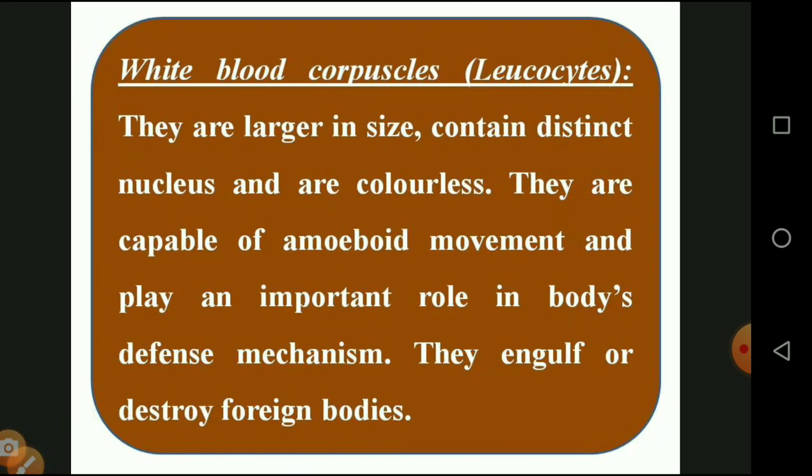And the white blood corpuscles are leukocytes. They are larger in size, containing a distinct nucleus, and are colorless. They are capable of amoeboid movement and play an important role in the body's defense mechanism. So the white blood cells are the soldiers of our body. They do the defense by engulfing or destroying foreign materials. Engulfing is otherwise called a cell-eating mechanism, or phagocytosis.